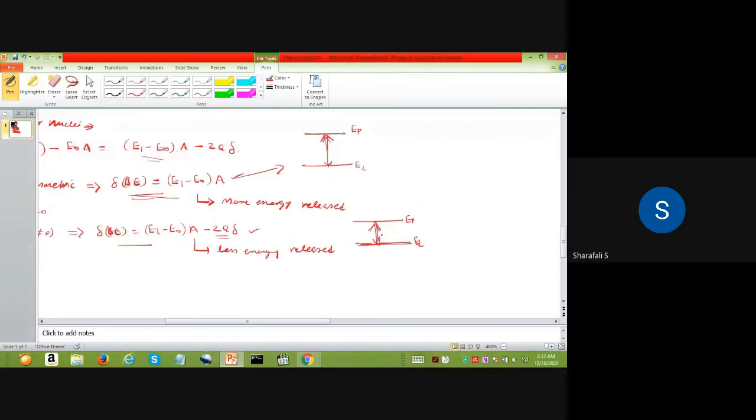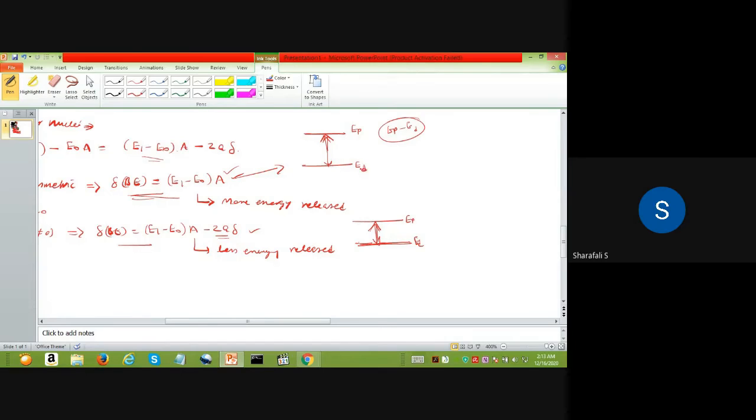So this much energy will be released, EP minus ED. This much energy is released in this particular case. I am just representing it in that energy state form, but the exact reaction relation is this. So that much energy will be released. In this case, EP minus ED will be released, the same energy, but the gap is different. So here the energy will be smaller because your ED is more here as compared to this case.